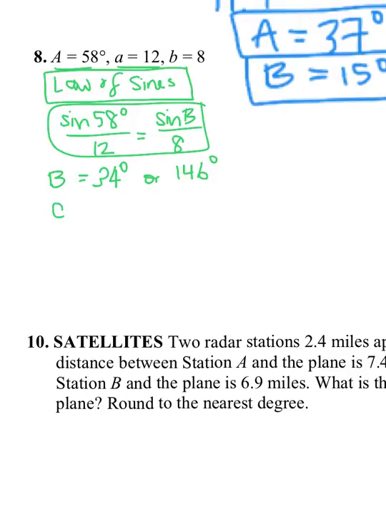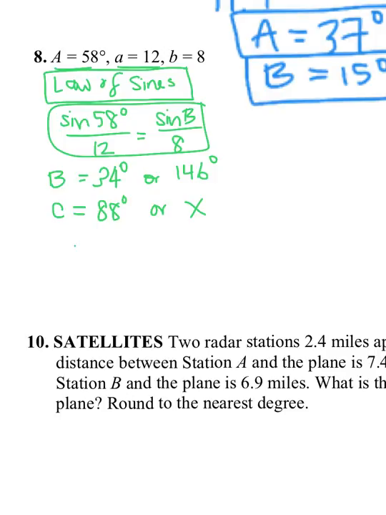And since I have 2 angles now, I can solve for the third one, doing 180 minus 58 degrees minus 34 gets me 88 degrees. Or, in this case, if I do 180 minus 58 degrees minus 146, I get a negative angle. So that means this one is not possible. All right, and that just leaves me to find side C.